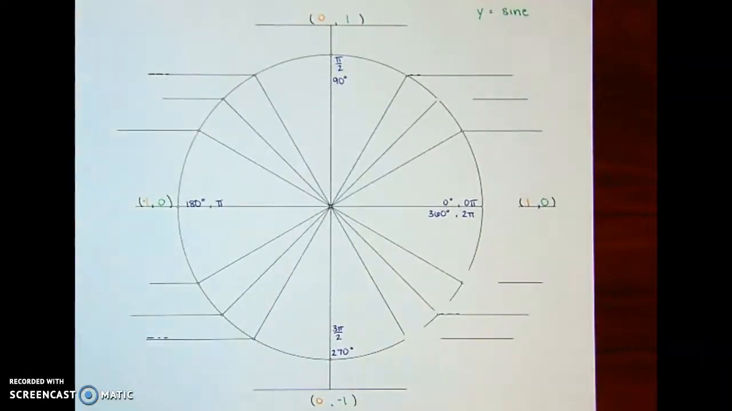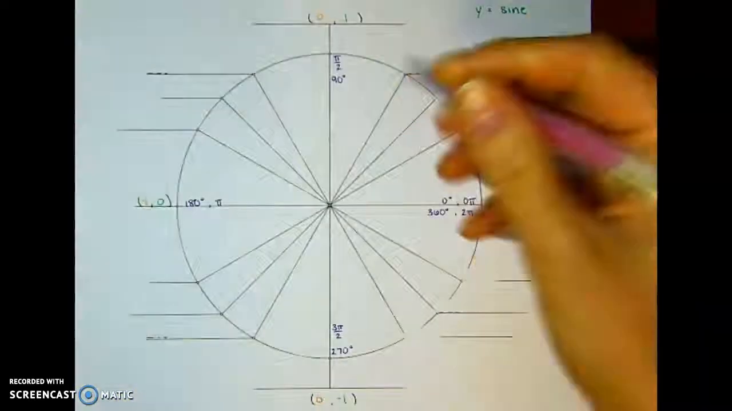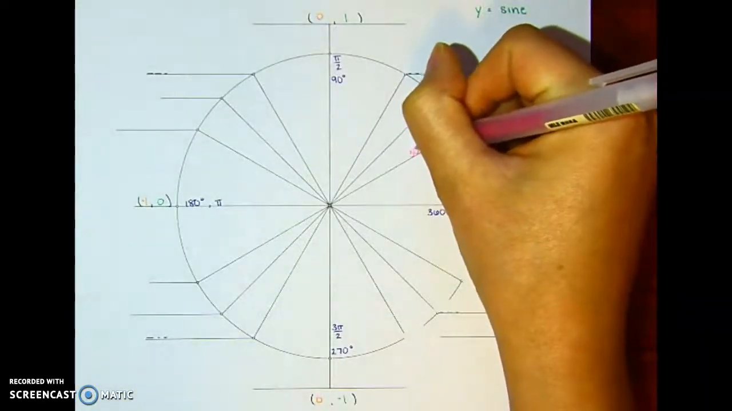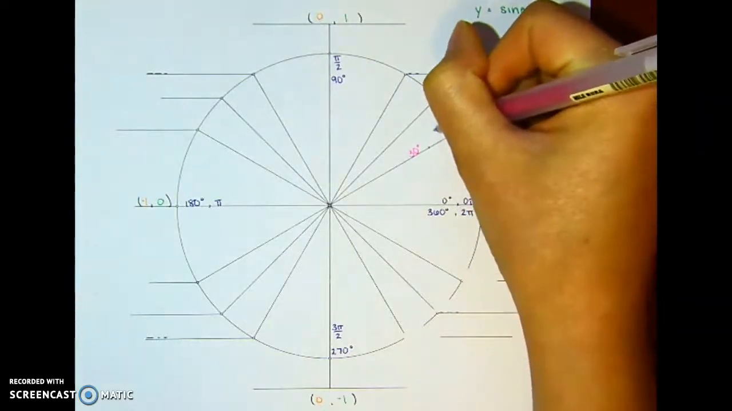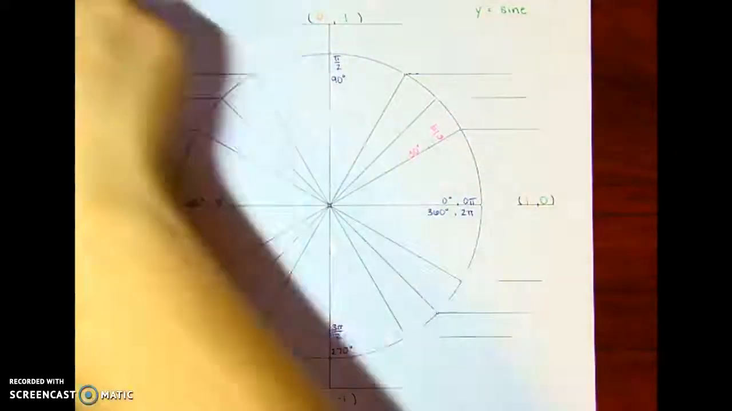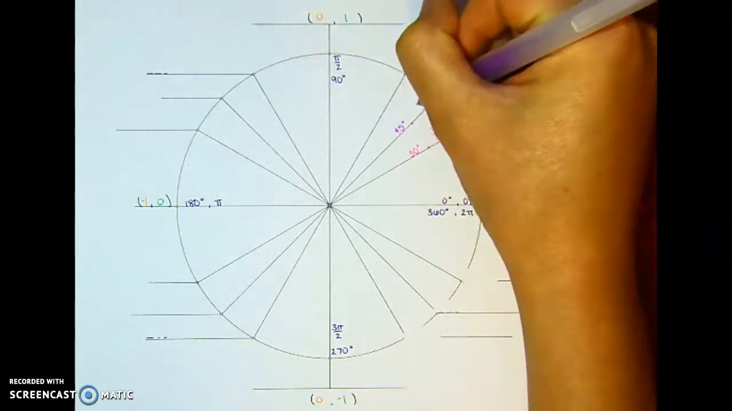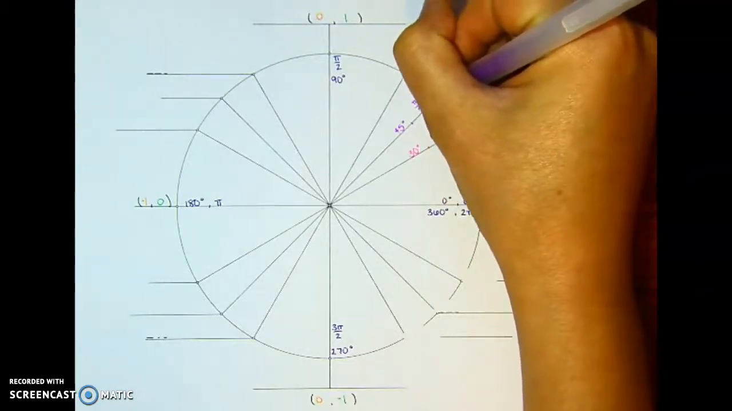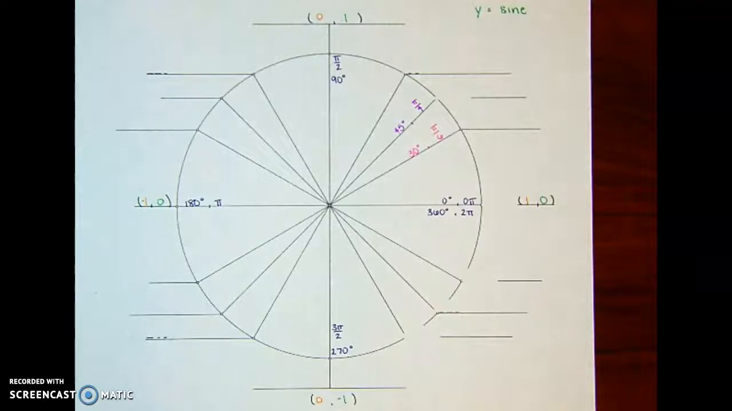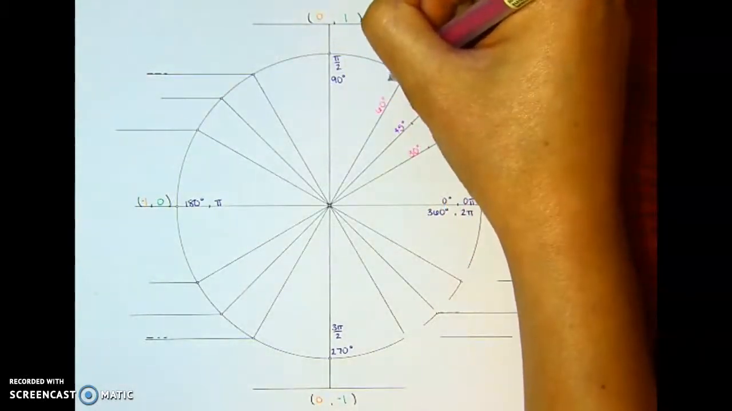All right, so let's label the first quadrant to start. We did this in our last video. So right here, we're going to be 30 degrees, or pi over 6. Here, we're at 45 degrees, or pi over 4. And right here, we are at 60 degrees, or pi over 3.